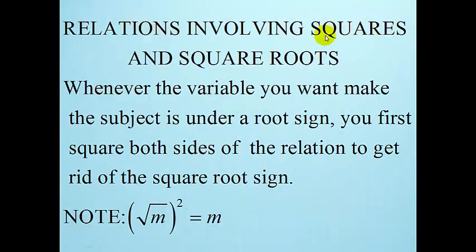Relations involving squares and square roots. Whenever the variable you want to make the subject is under a root sign, you first square both sides of the relation to get rid of the square root sign. Now when we square the root of m, the square will cancel the square root and we are left with m. Now let's take a look at some examples.